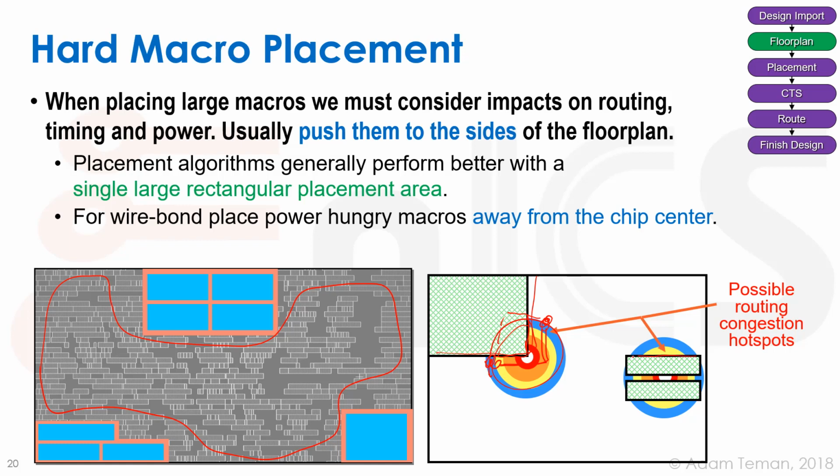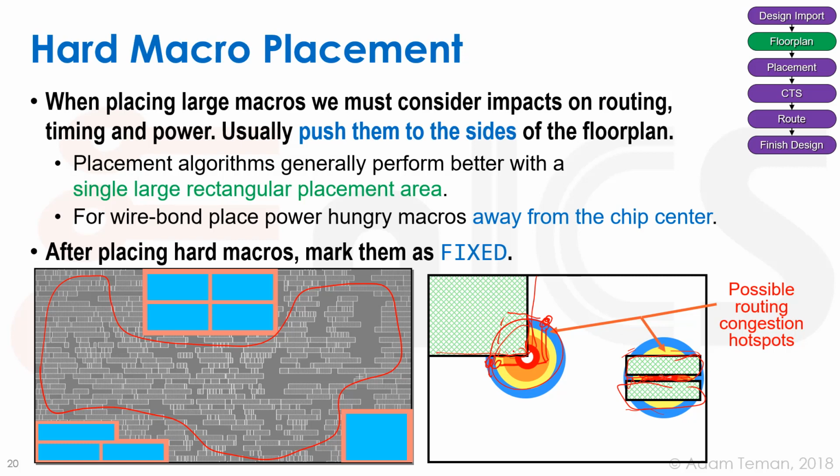The same would be true if we have these macros over here, and of course in between them there aren't a lot of routing tracks, so we want to make sure that nothing's put over there. But even on the sides it may be problematic. What we want to do is push the macros all the way to the sides, make sure we don't have that many of these sharp corners, and if we do, make sure that things aren't placed around them. After we've placed the macros, we want to mark them as fixed, so nothing will move them, nothing will make them change from our initial floor planning.